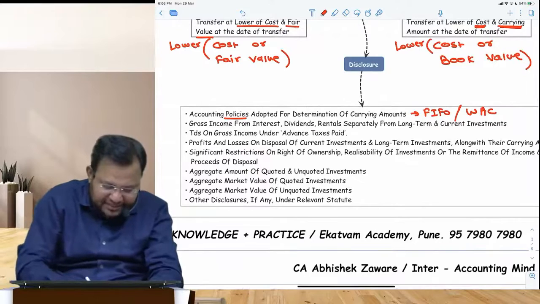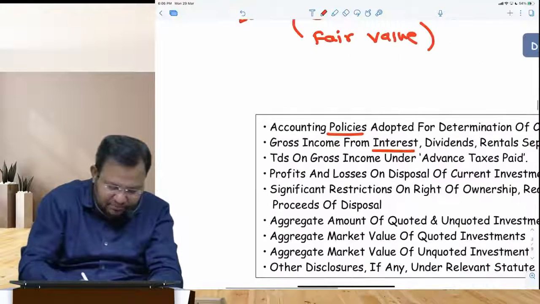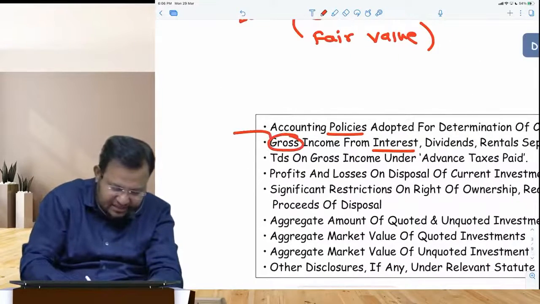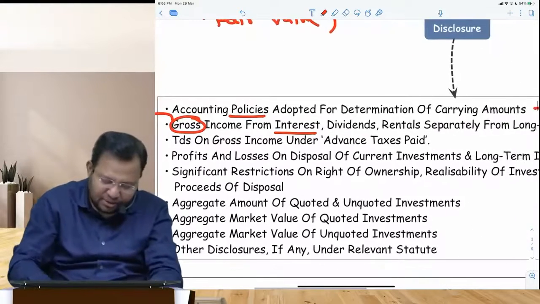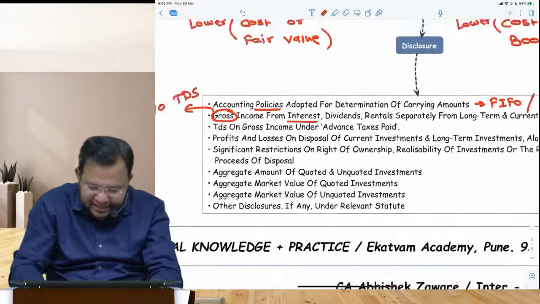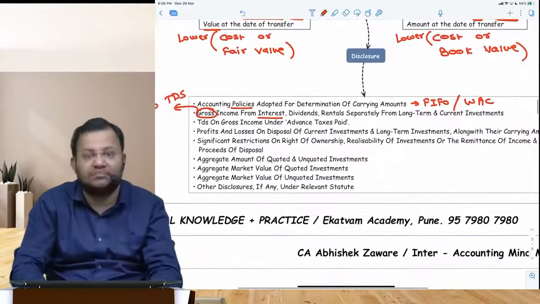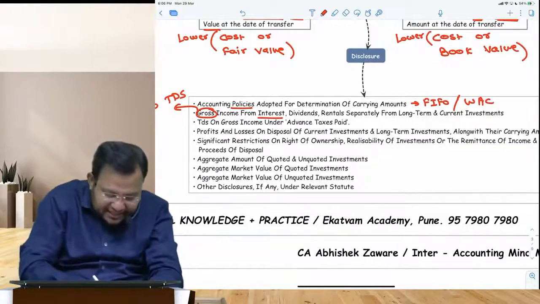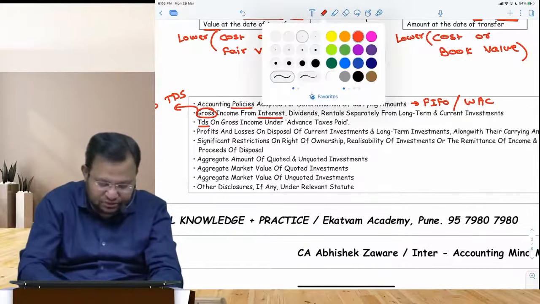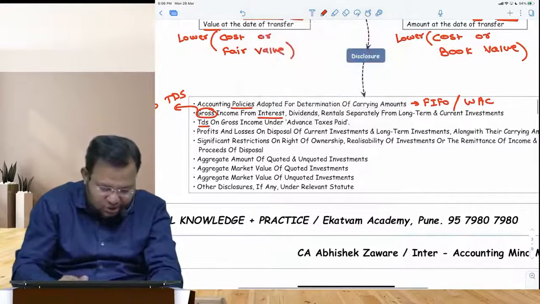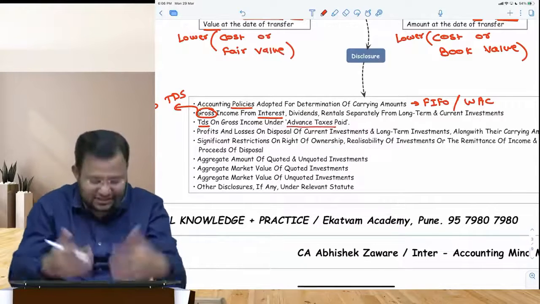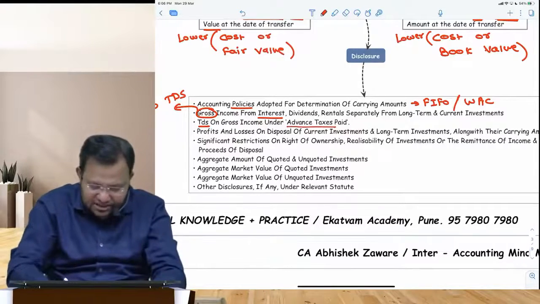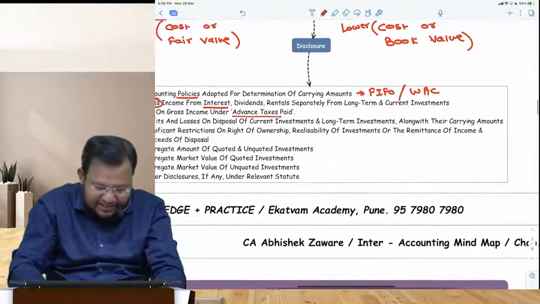Income from interest, but gross income before deducting TDS. Gross is without TDS. Gross amount earned from interest, dividend, rental, separately for long-term and short-term investment. TDS on that gross amount should be shown separately. So आपको ये disclosures करने पड़ेंगे. TDS should be shown under the head advance tax paid by you. It's taxes paid. Profit or loss on disposal of investment along with their carrying amount.